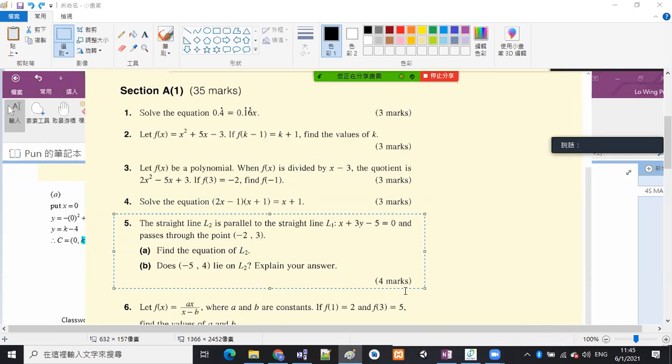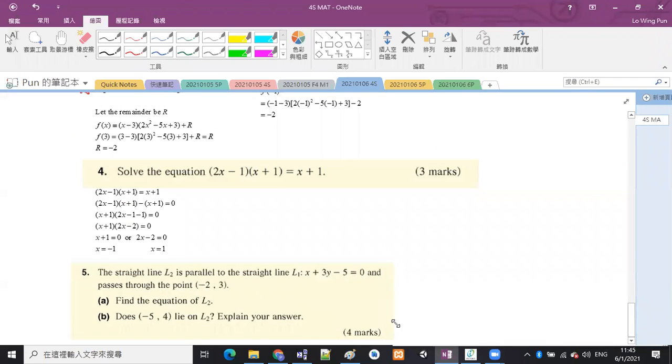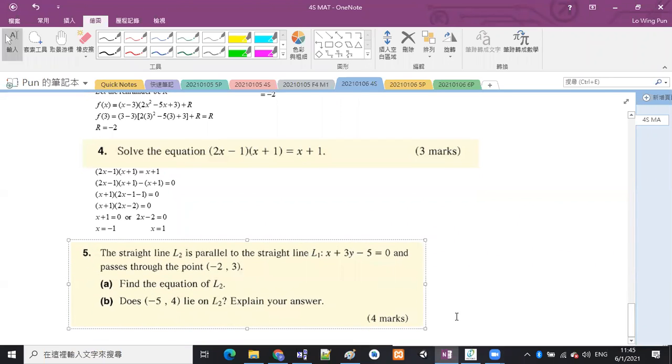Number 5. 好，我哋又嚟啲 equation of straight lines 咯。Straight line L2 is parallel to straight line L1 and passes through the point -2 and 3. Find the equation of L2. Okay, find the equation of straight line. We need to find the point. We need to find the slope and write down the equation with the point slope form.